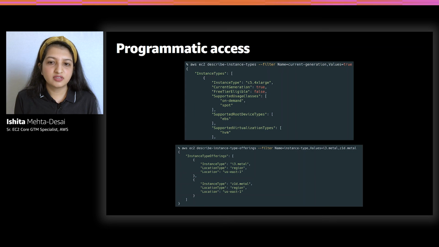For example, the first command in the AWS CLI screenshot returns all the current generation instance types. You can also use partial strings to filter responses, especially if you have fields with multiple parts, as seen in the second screenshot. In that screenshot, the AWS CLI command yields all the metal instances that are in the i3 metal and z1d metal family.